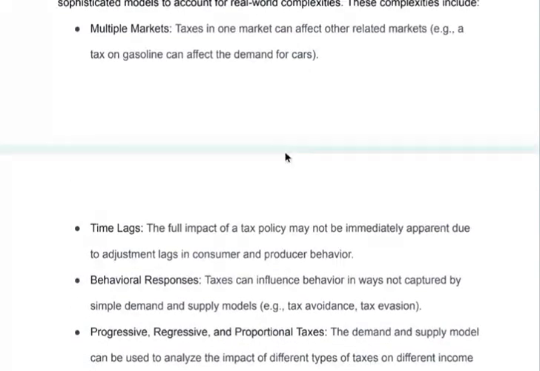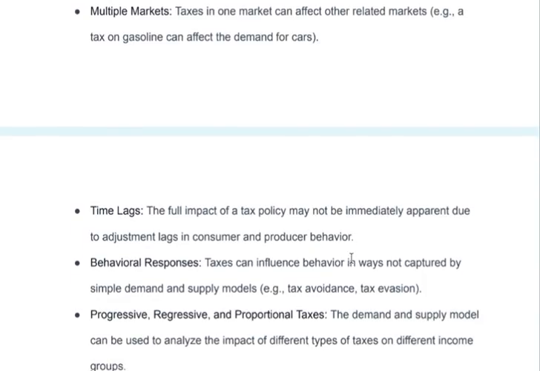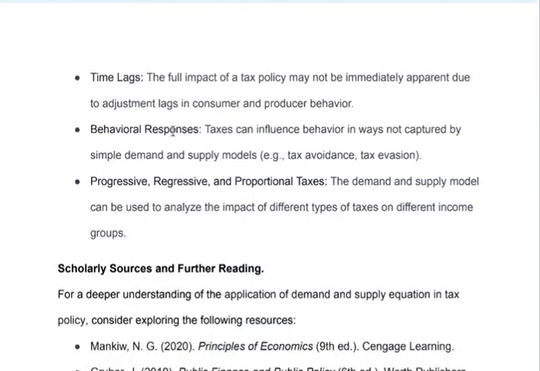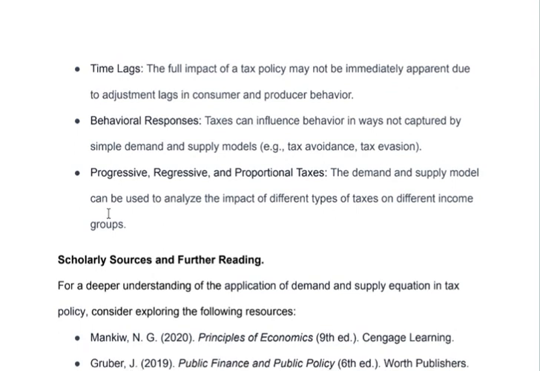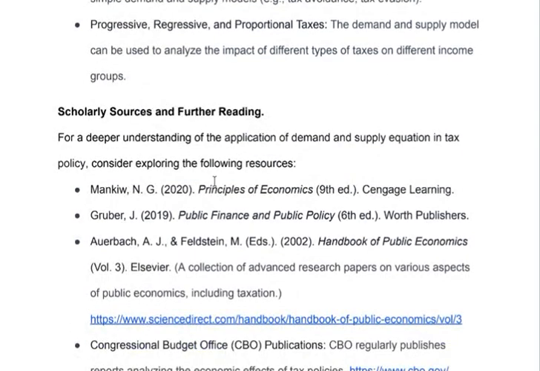These complexities include multiple markets: taxes in one market can affect other related markets. Time lags: the full impact of a tax policy may not be immediately apparent due to adjustment lags in consumer and producer behavior. Behavioral responses: taxes can influence behavior in ways not captured by simple demand and supply models. Progressive, regressive, and proportional taxes: the demand and supply model can be used to analyze the impact of different types of taxes on different income groups.